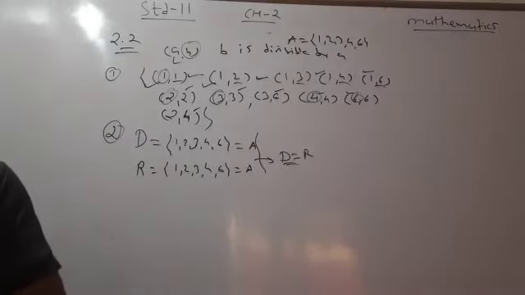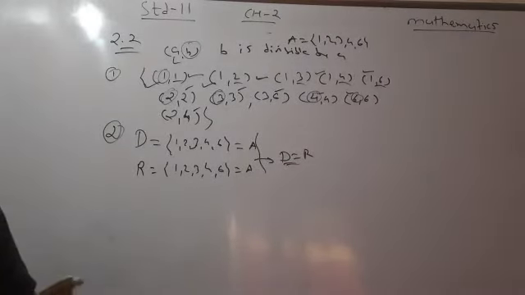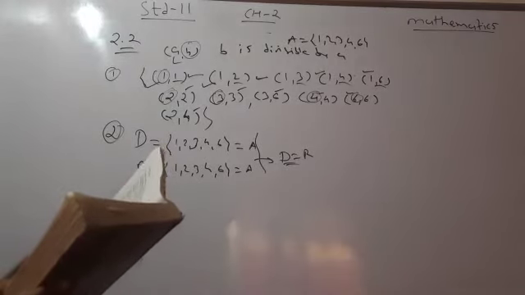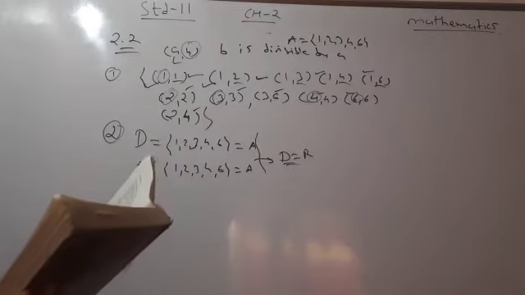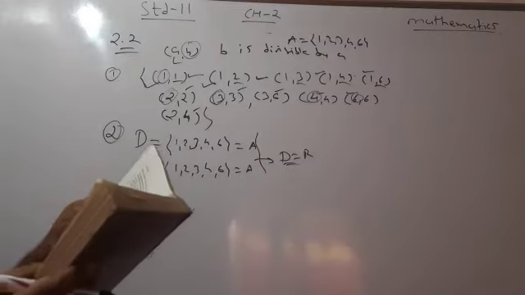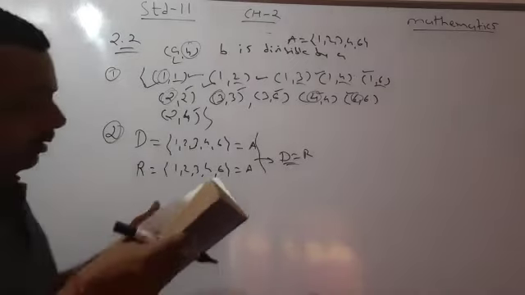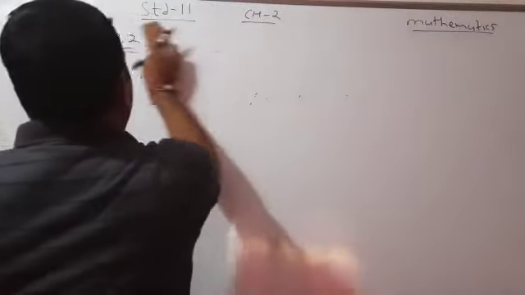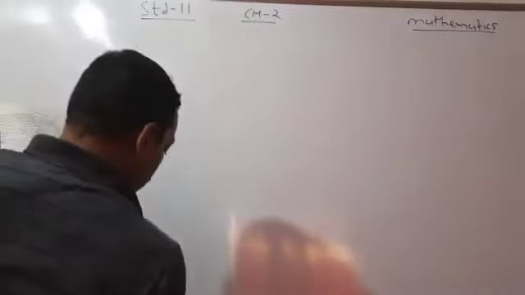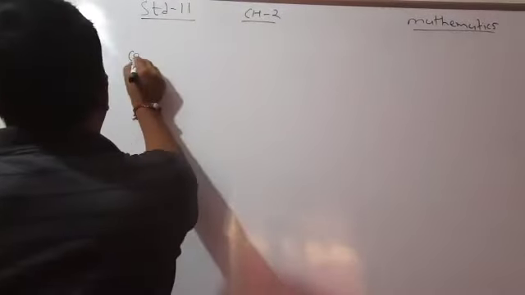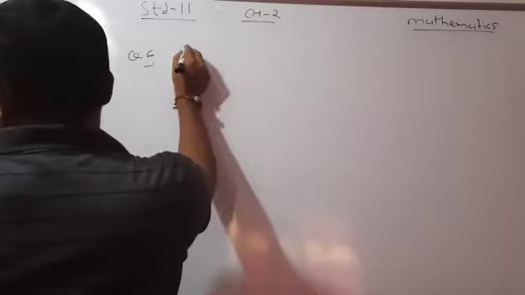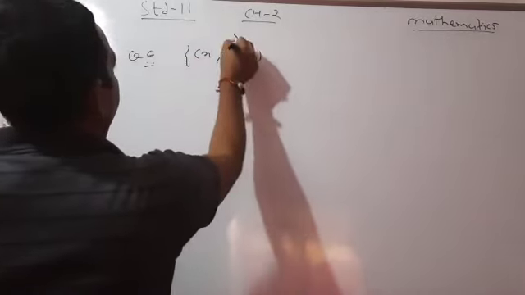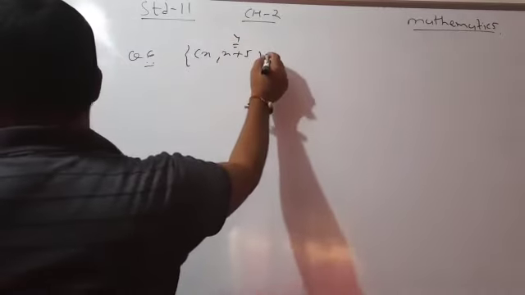Okay. Now next question. Next question is question number 6. See, question number 6 is almost the same as question number 1 and question number 2. The relation is given as ordered pair (x, x plus 5). So it means y is nothing but x plus 5.